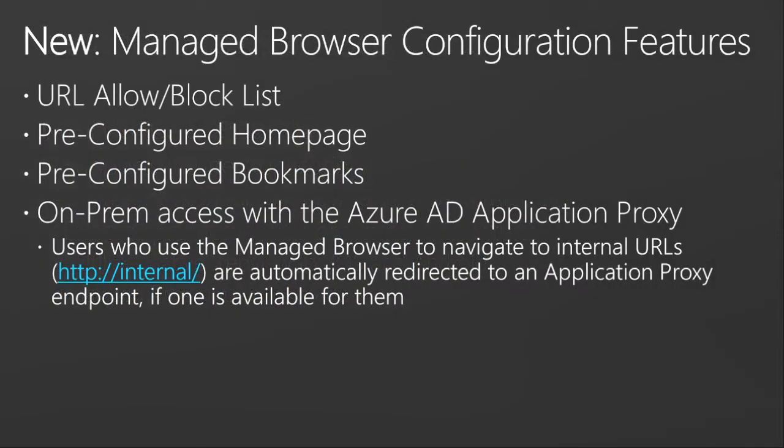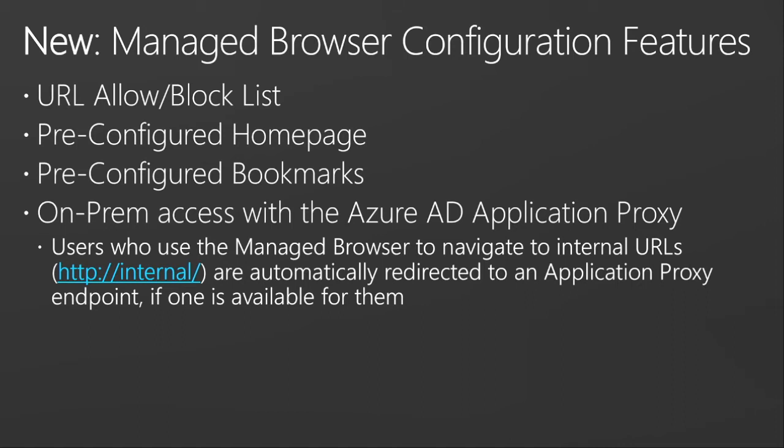But one thing the managed browser did to sort of bolster its capabilities recently, and if you attended the conditional access talk, you probably saw a quick demo of this, is it said, let's grab some of these app configs when a user is signed in and do some pre-provisioning. So the managed browser today, through the app config channel, supports the ability to define a URL allow or block list. So when the managed browser is active, you can define a list of URLs that a user shouldn't be able to access. You can pre-configure the managed browser's homepage. You can pre-configure the managed browser's bookmark list.